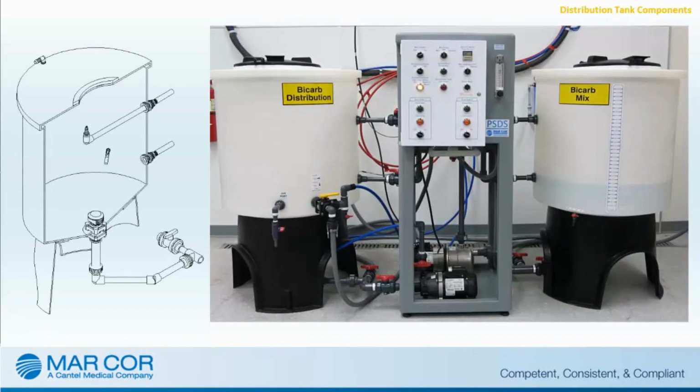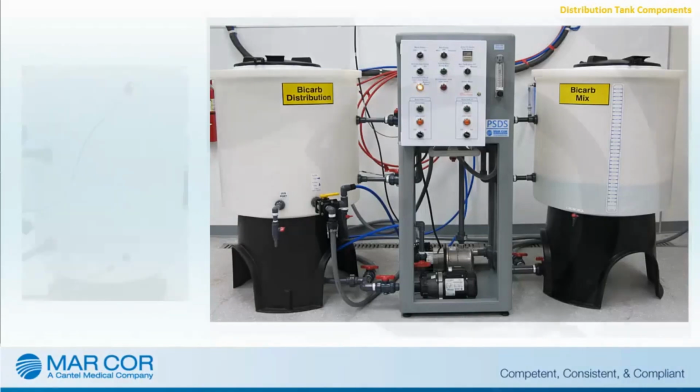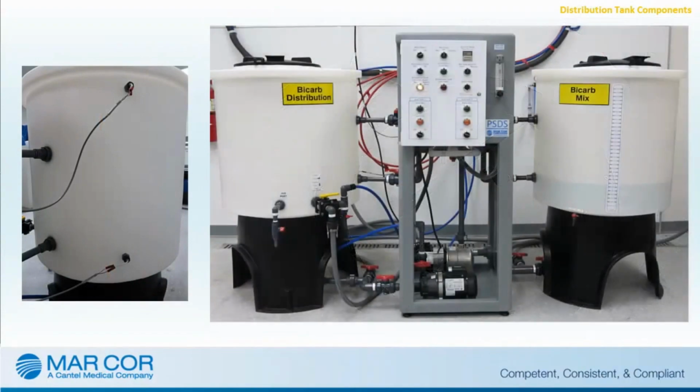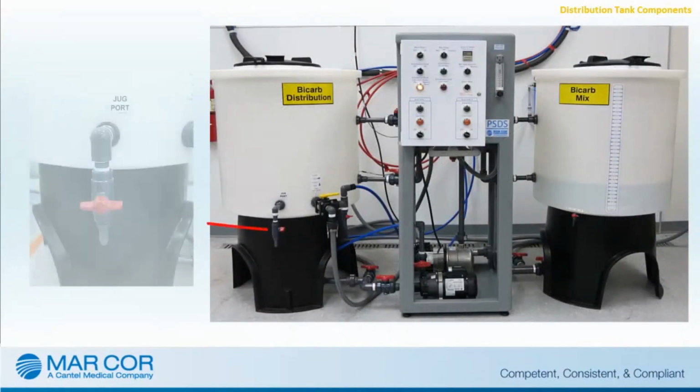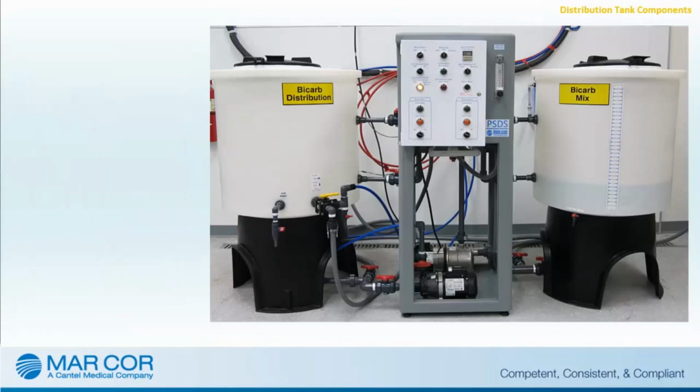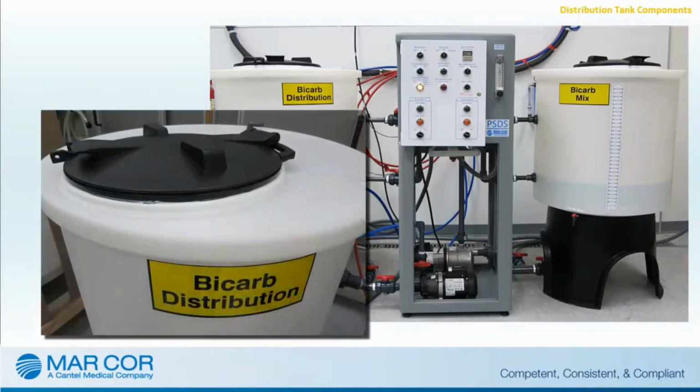The distribution tank is a high-purity polyethylene tank with a conical shaped bottom and molded volume markings. The distribution tank is equipped with a spray head for rinsing and disinfecting internal surfaces. The distribution tank includes float switches to communicate the high-level and low-level conditions to the PSDS controls. A jug fill valve is located near the bottom of the distribution tank for filling containers with mixed bicarb solution. A hinged cover with an O-ring seal is provided for easy access and secure closure.